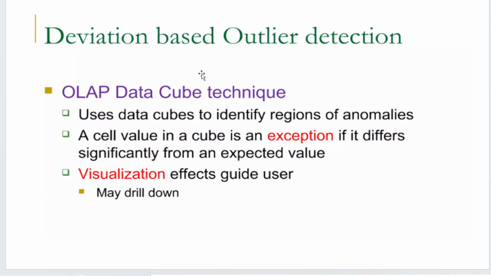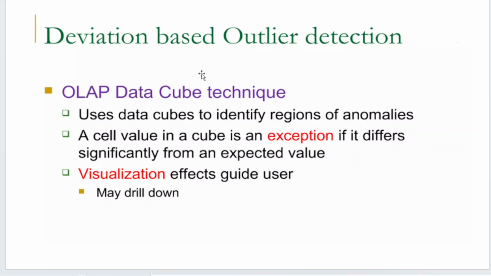In the deviation based outlier detection, we also have the OLAP data cube technique. OLAP full form is online analytical processing. In the data cube technique, we use data cubes to identify the regions of the anomalies. We try to identify if any anomalies are there in the regions. In OLAP data cube construction, we can represent our data cube in multiple dimensions, where I can access the data from any of the dimensions.